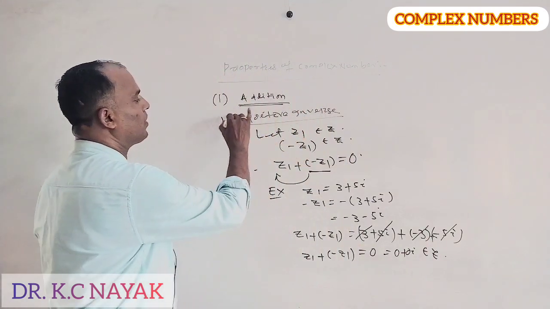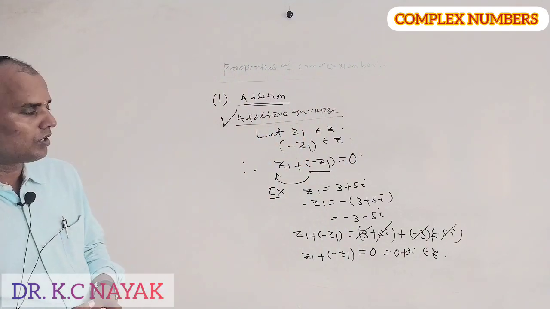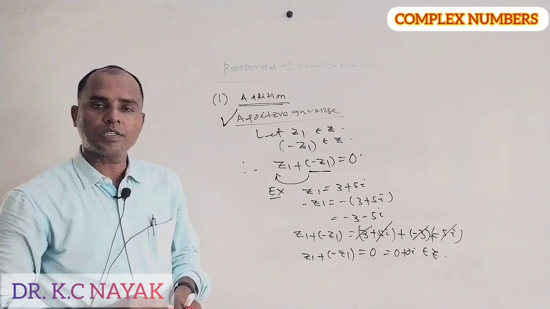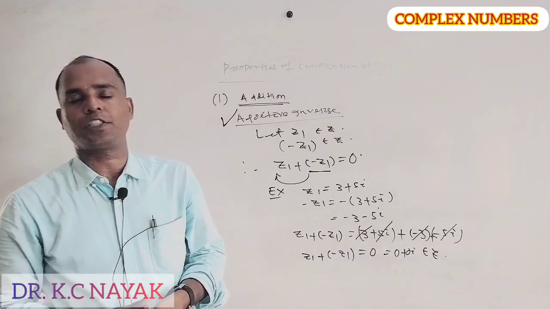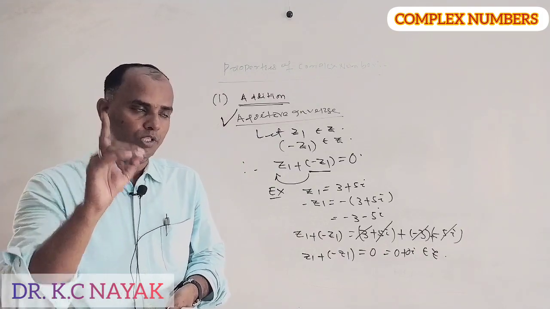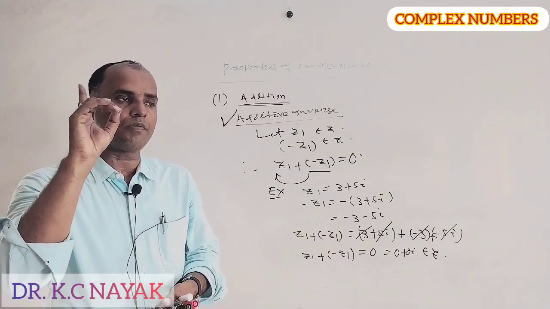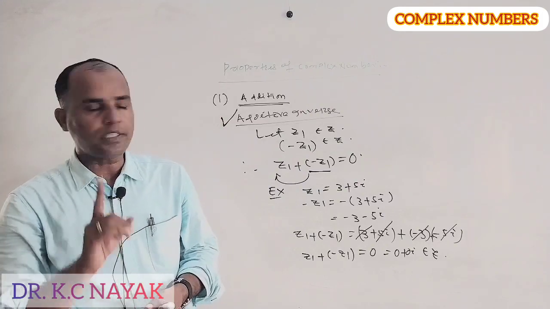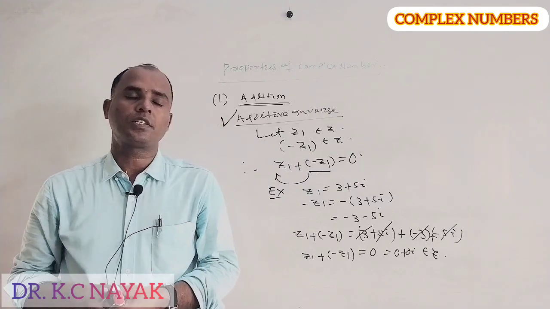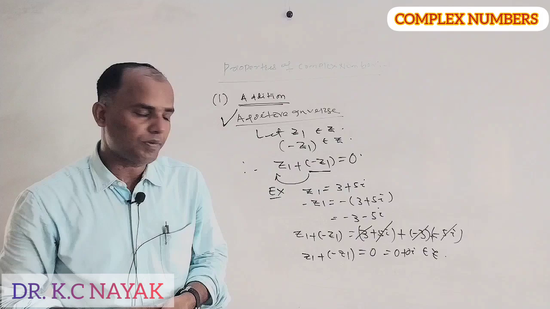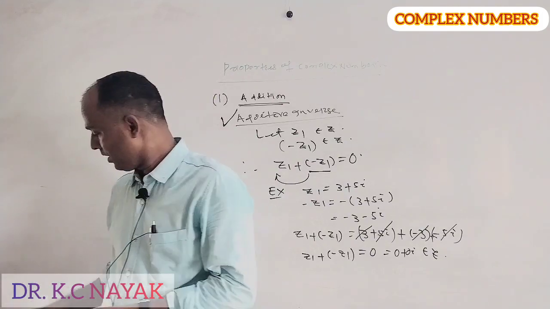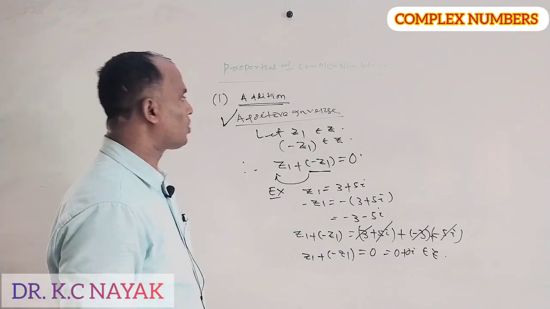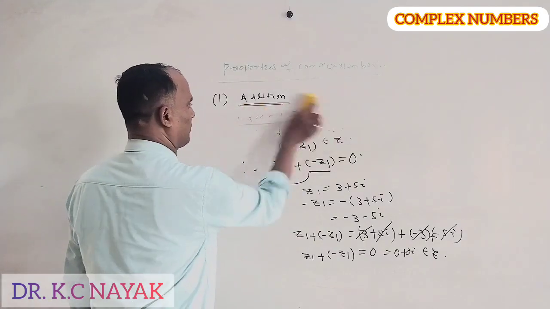This is the additive inverse. That means the addition operation on complex numbers justifies the closure property, the commutative law, the associative law, the identity law, and the additive inverse law, between two or more complex numbers.